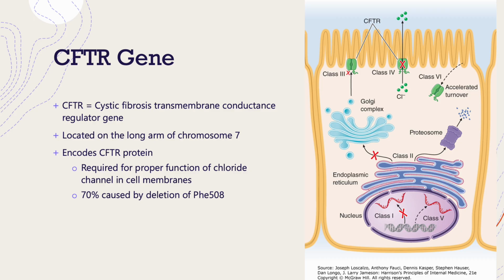Now I will explain the genes that cause the disease. Cystic fibrosis is caused by a mutation in the CFTR gene. This gene is located on chromosome 7. It produces a protein that helps move chloride in and out of cells. This protein is important for normal cell function.